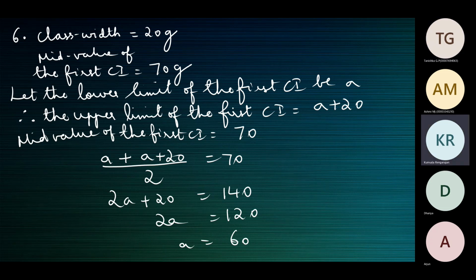80, ma'am. 80. A plus 20. So 60 plus 20, 80 is the upper class limit. So it's given that you should take that as the first class interval.